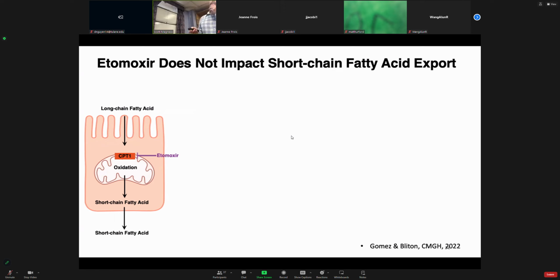Now, I told you that if we can inhibit CPT1, and we can using a drug called etomoxir, what should happen is the long chain fatty acids will get into the cell, but they can't actually undergo beta oxidation to shorter chain fatty acids that then would be exported out the basal side.